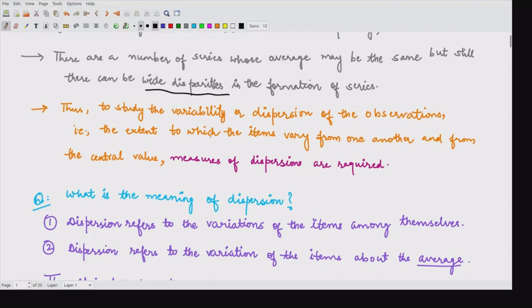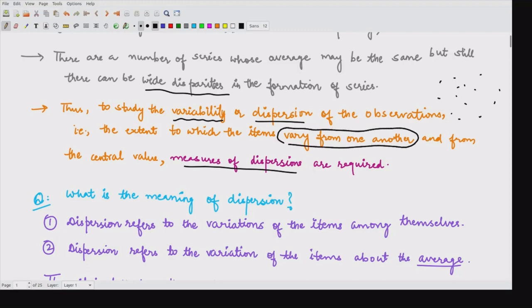And the third thing is to study how much variability there is in the data, how much the data is spread out in space. That variability is measured by the dispersion of observations. So measures of dispersion are required because we want to study the extent to which the items vary from one another, and moreover how much they vary from the central value, say mean, median or mode. That is the main thing that is required.